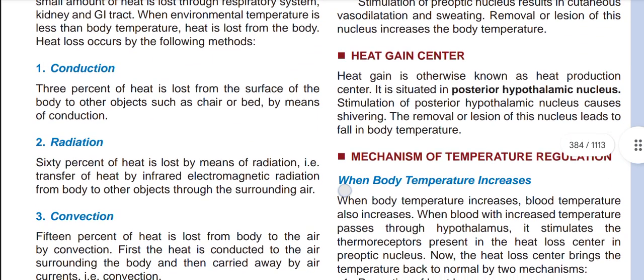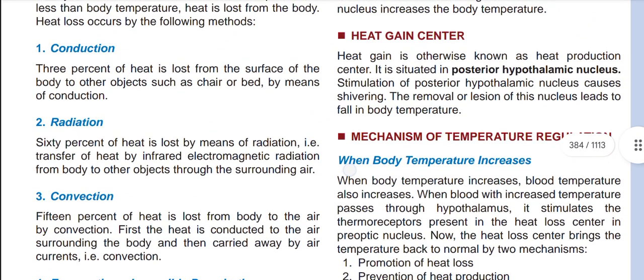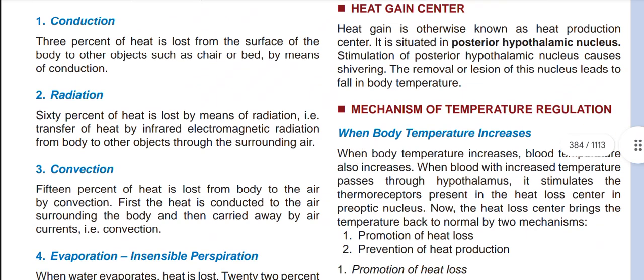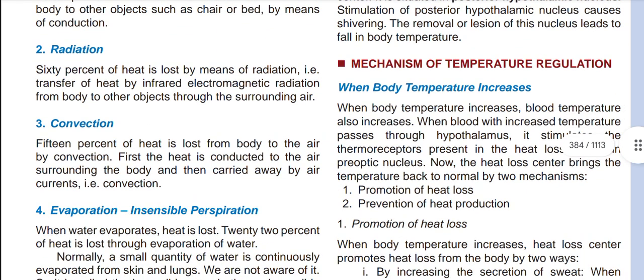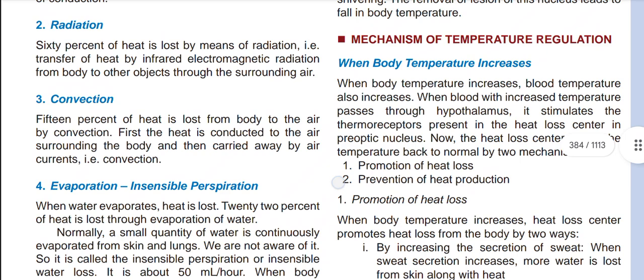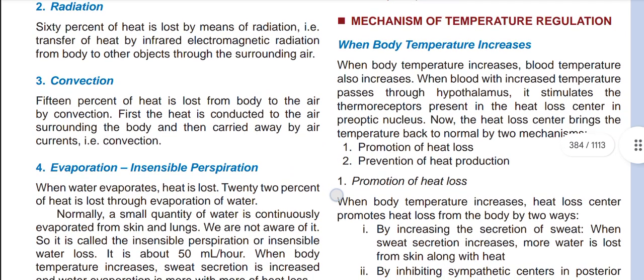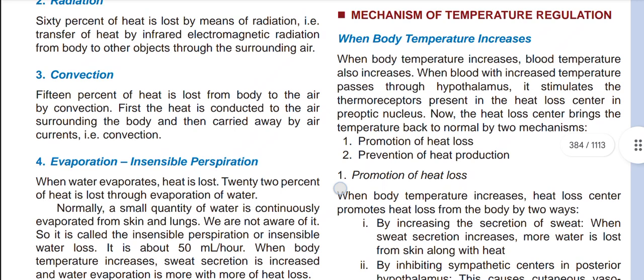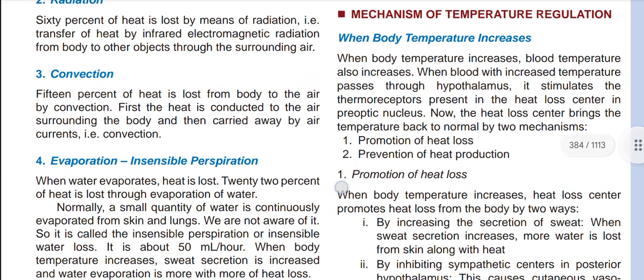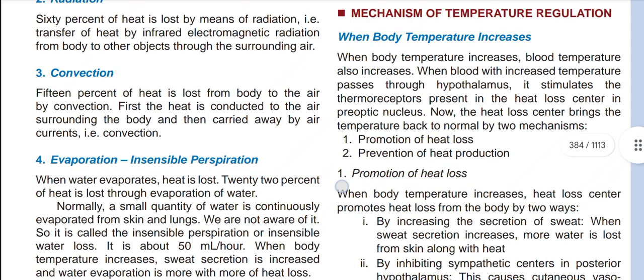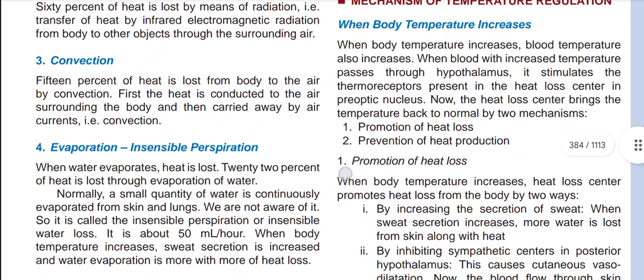One is conduction. 3% of heat is lost from the surface of the body to other objects such as a chair or bed by means of conduction. Number 2, radiation. 60% of heat is lost by means of radiation, that is transfer of heat by infrared electromagnetic radiation from the body to other objects through the surrounding air. Number 3 is convection. 15% of heat is lost from the body to the air by convection. First, the heat is conducted to the air surrounding the body and carried away by the air currents, that is convection.